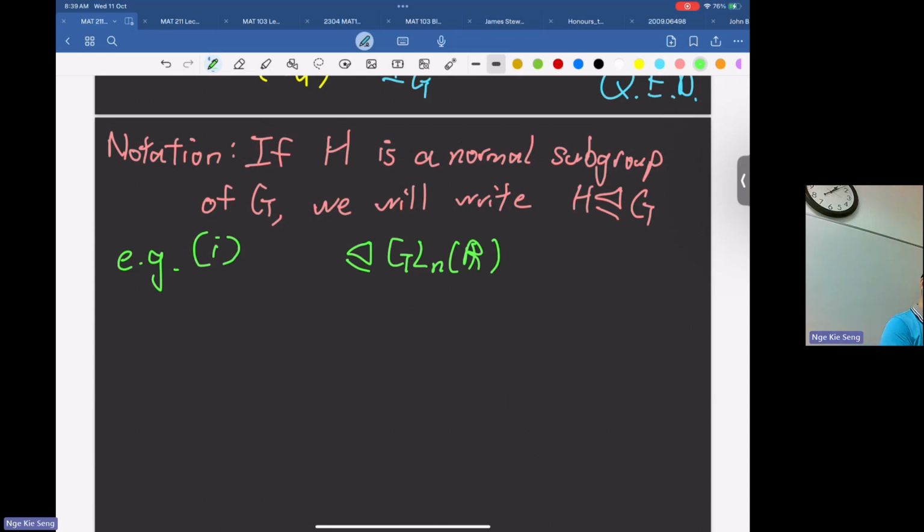Special linear group, SLn. Why? Because this is the kernel of the determinant map, from matrices to real numbers. What's the identity for multiplicative real numbers? 1. So all the determinant 1 matrices, SLn. How about the symmetric group? What's the normal subgroup in the symmetric group?